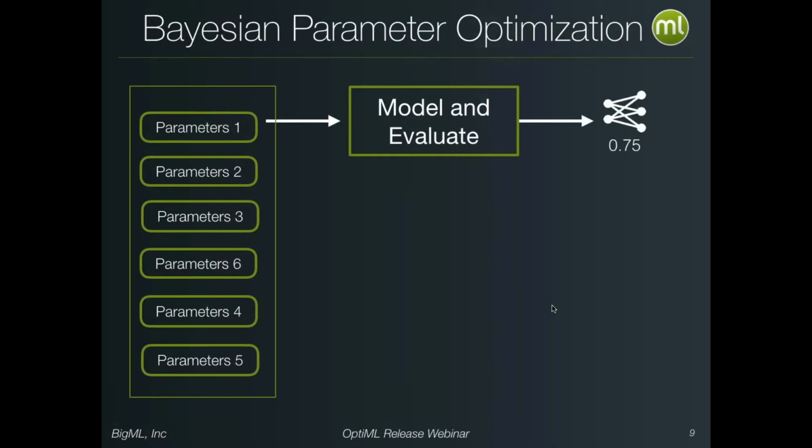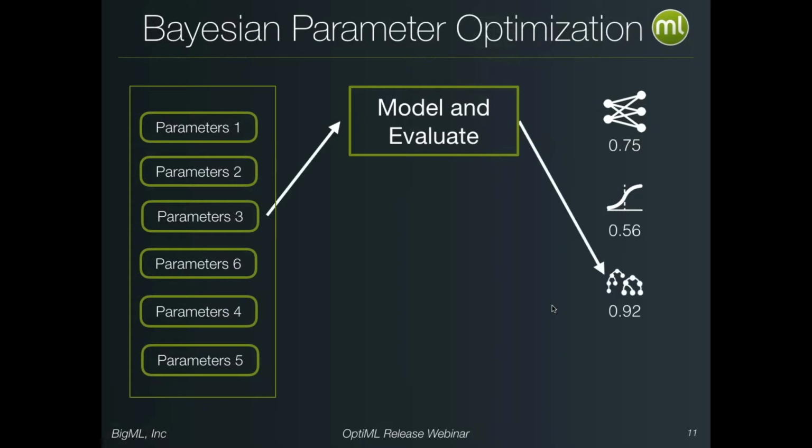So if we do that with our first set of parameters, let's say our first set of parameters corresponds to a deepnet, and we get performance of 0.75, however we want to define that. And then we look at our second set of parameters, and that happens to be a logistic regression, and that performs at 0.56. So, not as good as the deepnet. And then, hey, we train an ensemble, and that does 0.92 performance. So that's pretty good, right?